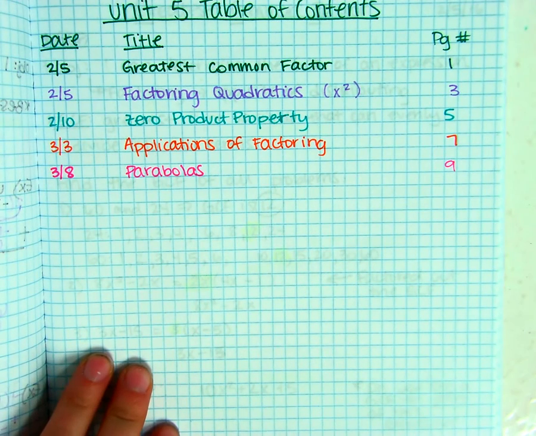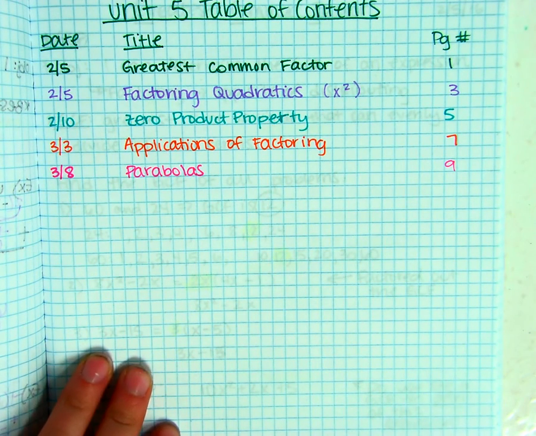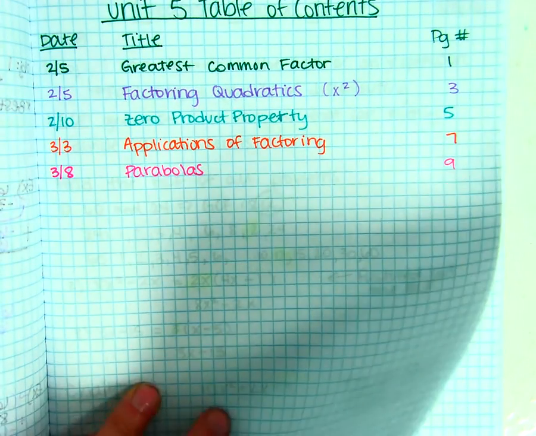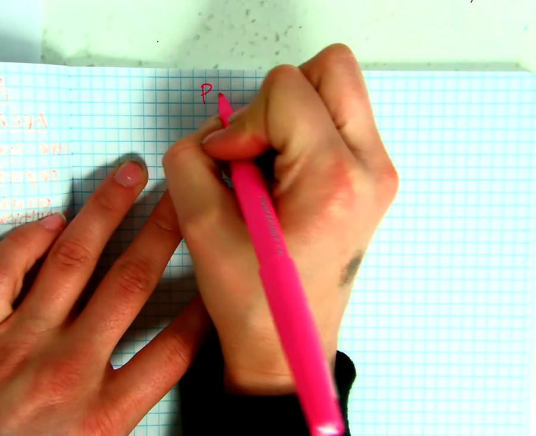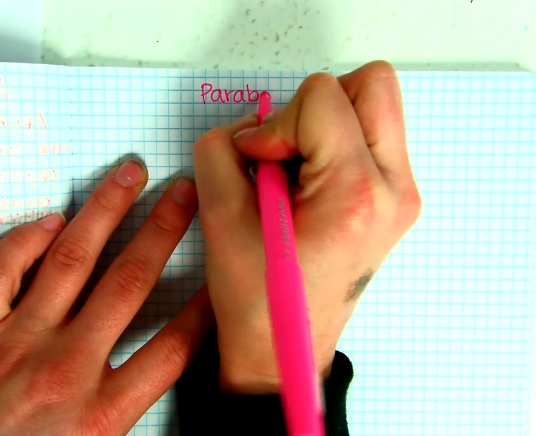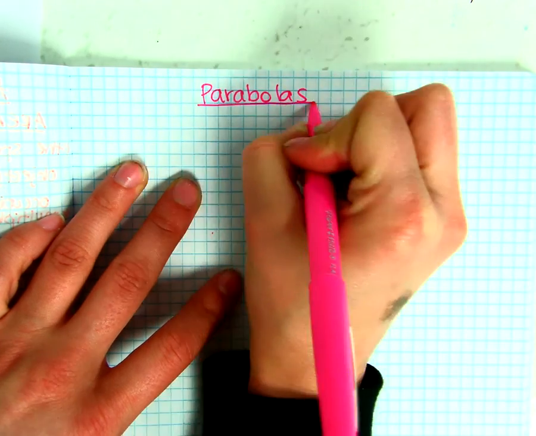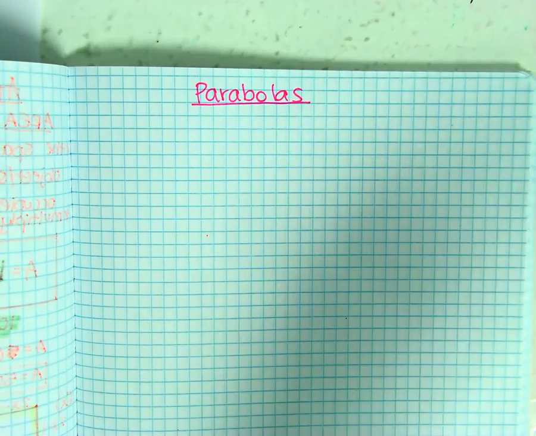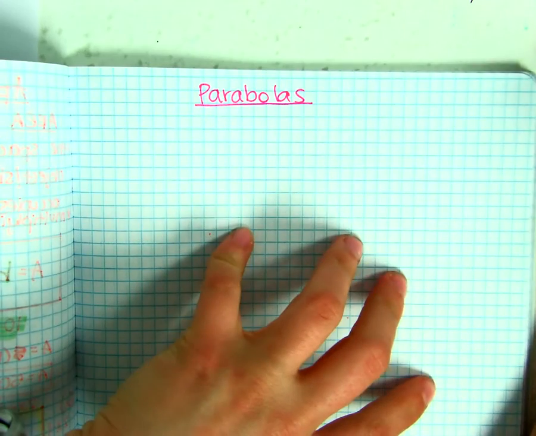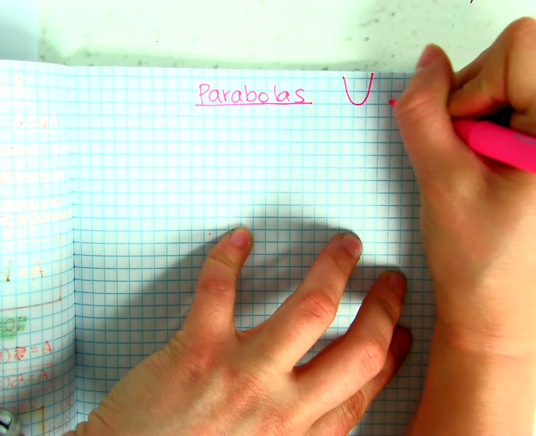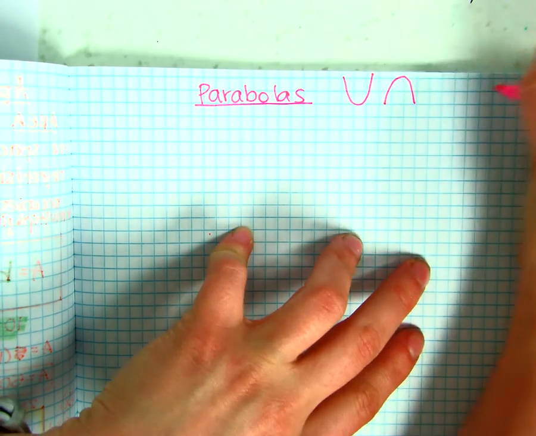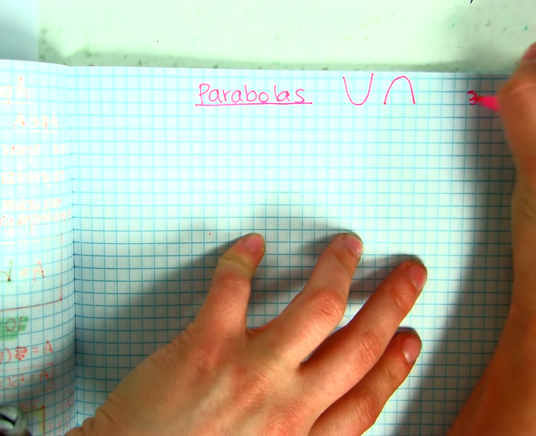Okay, feel free to pause the video if you need time to copy it down. Alright, I'm going to go on to my page. So we are talking about, like I said, parabolas. What a parabola is, it's basically a quadratic graph. So it goes like this, or it can go like that, right? And today's date is 3-8.